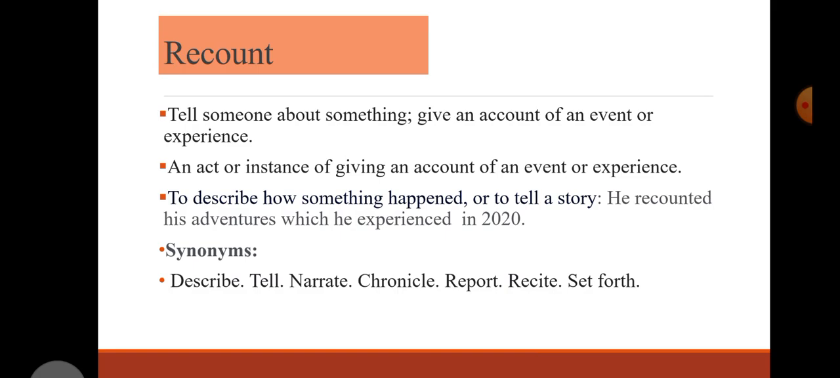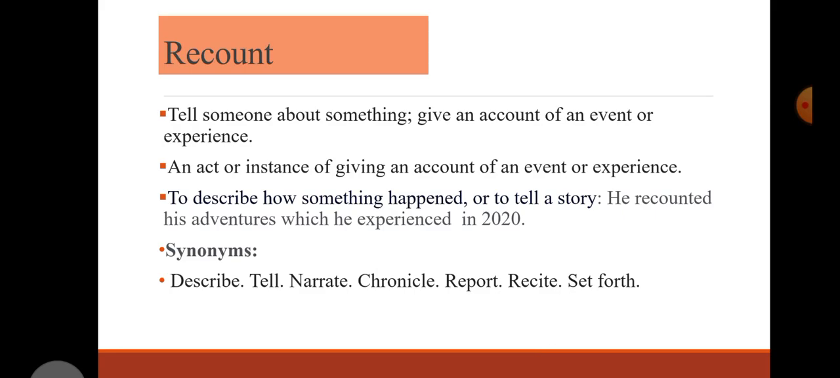First, recount. In this slide, you will get the hint and idea as well as the dictionary meaning, a direct meaning of the word recount. To tell someone about something or to give an account of an event or experience, it is called recount. When you are telling someone about something, it means that thing has happened before in your life. And when you are giving an account of an event or experience, it means you have experienced that particular event or experience. Now you are telling it. It means you are recounting. You are memorizing that particular incident and you are sharing that incident with other people or your friends.